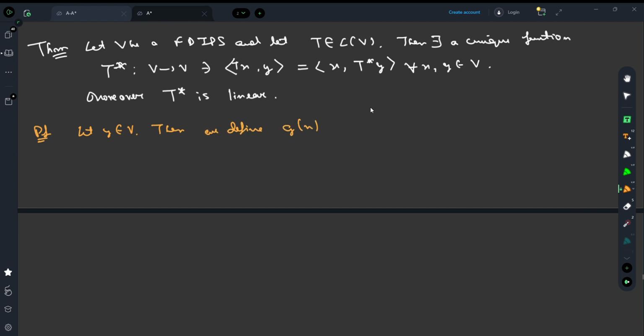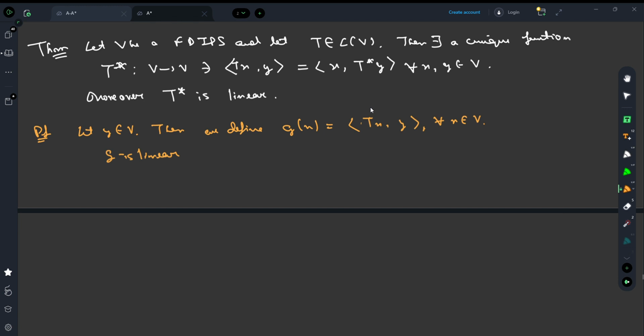The proof is quite simple provided the previous theorem is there. Let y be in V. Then we can define the linear functional g of x to be the inner product of Tx with y. This happens for all x in V.